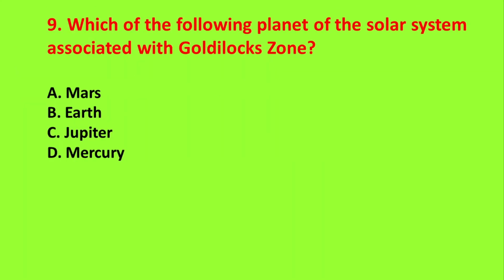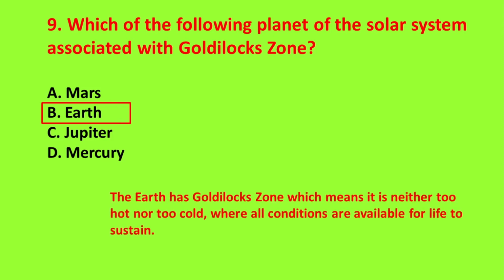Question number 9. Which of the following planets of the solar system is associated with the Goldilocks zone? A. Mars, B. Earth, C. Jupiter, D. Mercury. The correct option is option B, Earth. And for your kind information, the Earth is in the Goldilocks zone, which means it is neither too hot nor too cold, where all conditions are available for life to sustain.